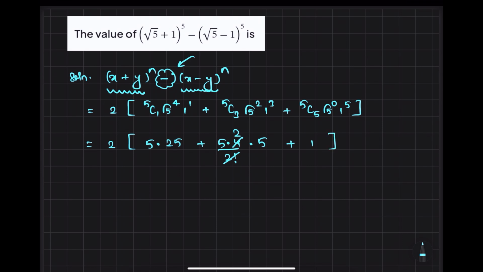Now look at this. So can I write this thing as 25 into 5 is 125, plus 50, plus 1, so it is 2 times 176. So if you multiply 176 with 2, you will get 352. Okay, I hope the idea is clear.